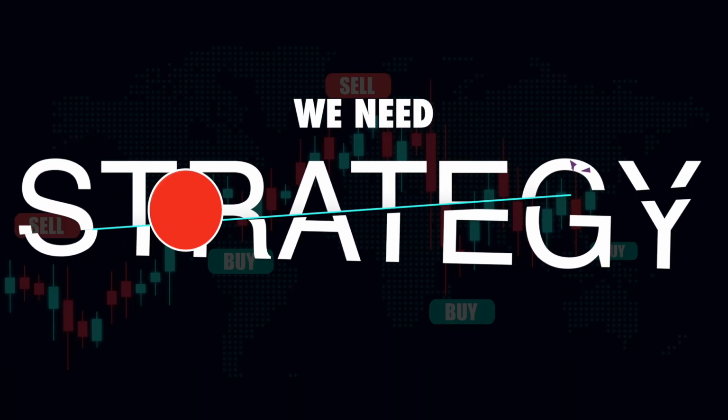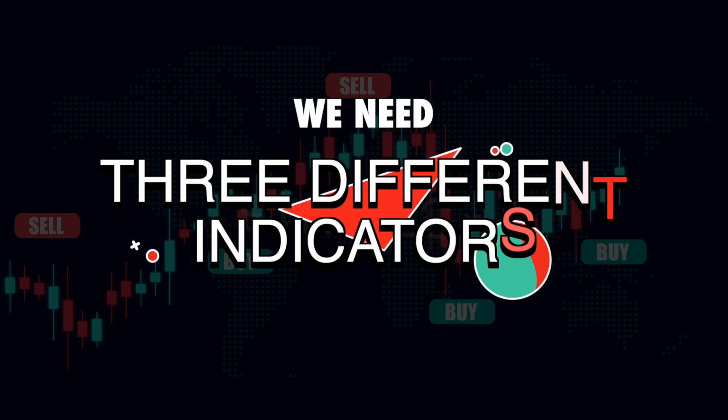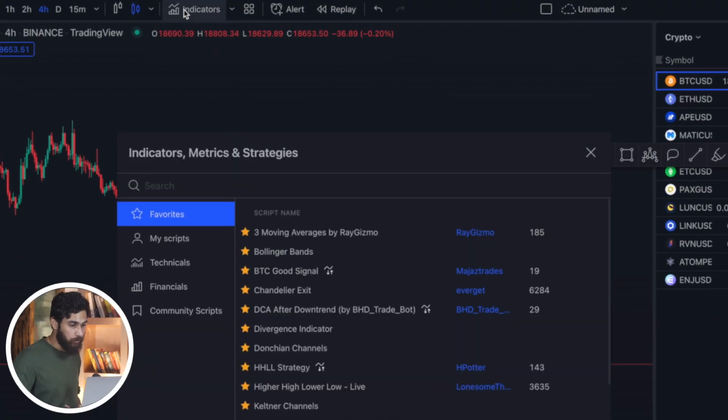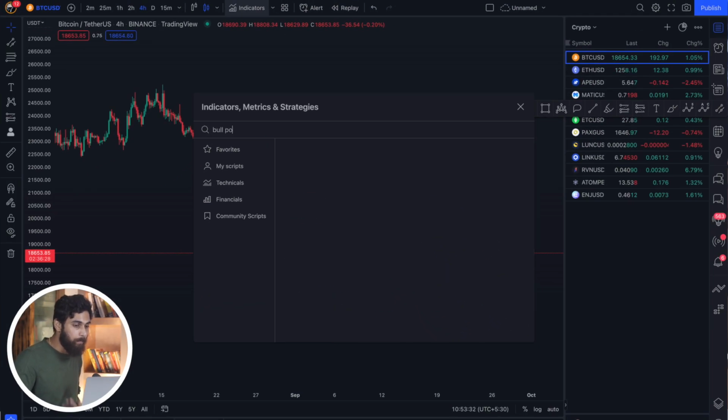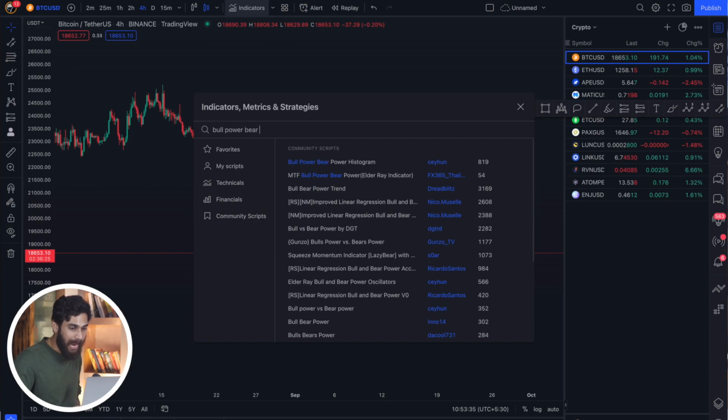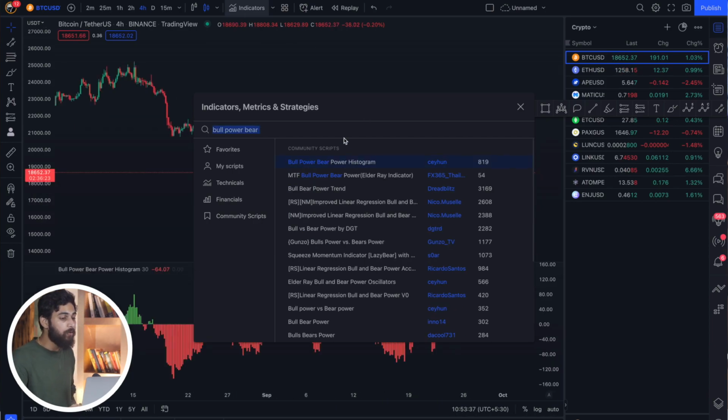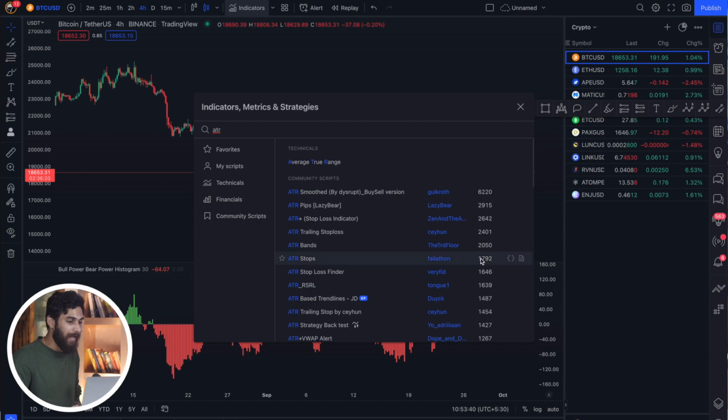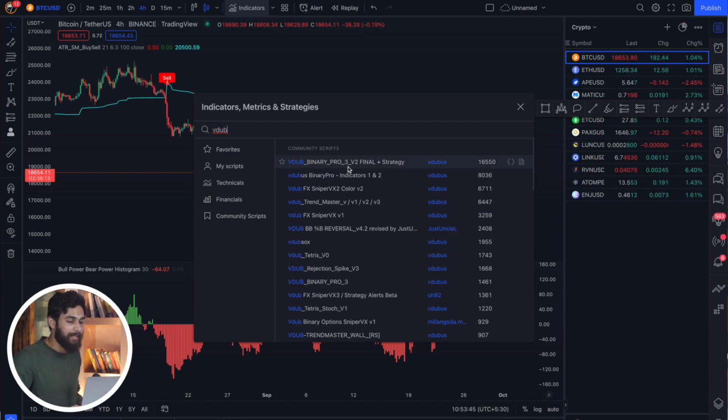In this strategy, we will need three different indicators. So go to the indicators option over here and search for bull power, bear power, and add this indicator. Now search for ATR smooth and add it. And finally, search for VDub binary pro and add this one.